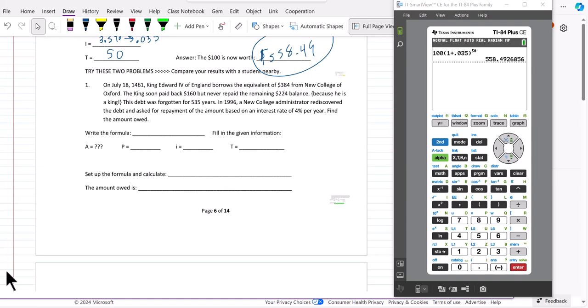So on your calculator, you can do 224 times 1.04 to the 535 power if you want to. And the reason you get such a big number on that is because 535 is such a big exponent. You need to have 0.04. So that's why it's overflowing.